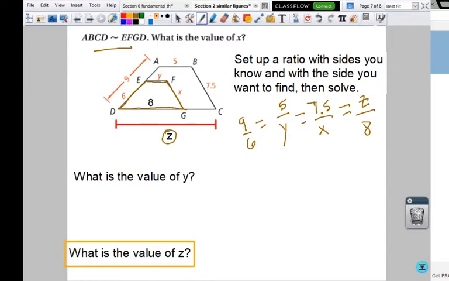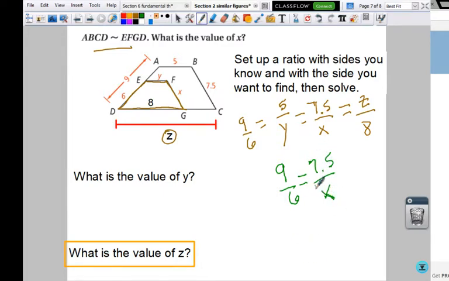I'm gonna pick one that has both numbers. What's the only one with both numbers? 9 over 6, right? That is gonna equal, and I'm just gonna start with the one with x. 7.5 over x, right? I'm gonna just pick 2, and basically ignore the one with y and the one with z. And I'm just gonna solve it for x.